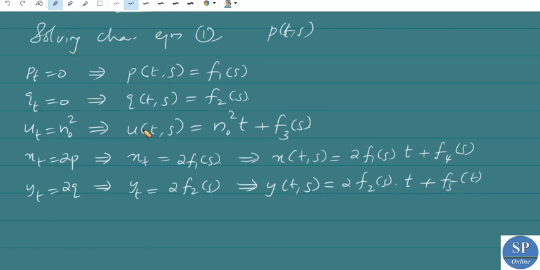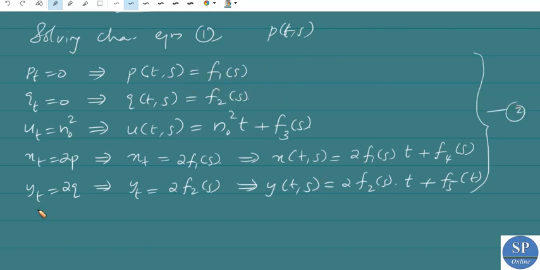Okay, so this is our characteristic, that is p equal to this, q equal to this, u, x, y. So these are the parametric form of our solution once we obtain the values of f1, f2, f3, f4 and f5. Once we obtain these values, we get the parametric equations or parametric form of our solution x, y, u, p, q, right? So for this we have to apply the initial conditions.